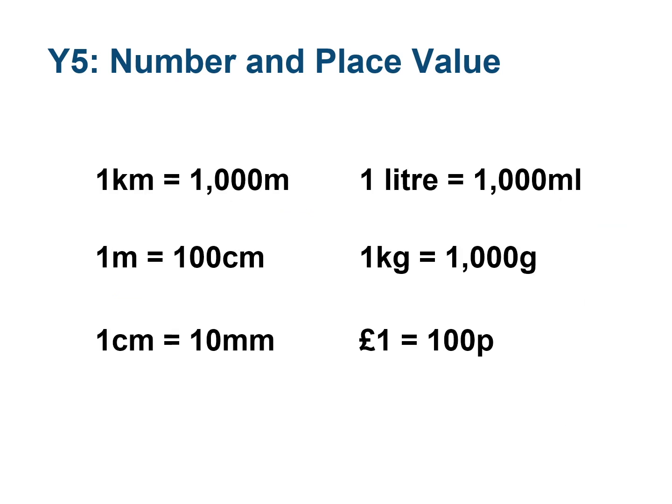Finally, in number and place value, pupils should memorise common measures conversions like these ones. They should apply them to whole number conversions from larger to smaller units and vice versa. For example, knowing that £4 is 400 pence or that 8,000 grams is 8 kilograms.